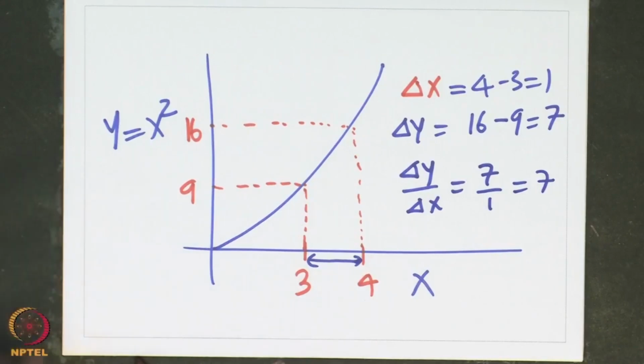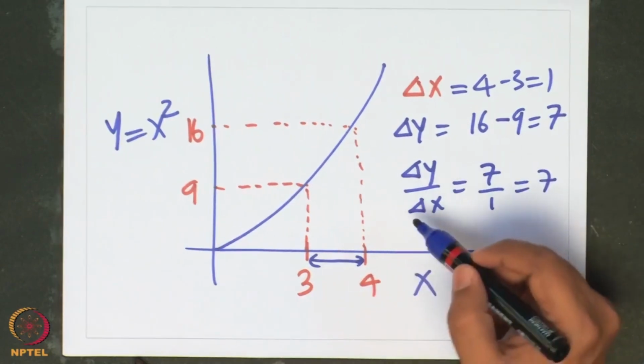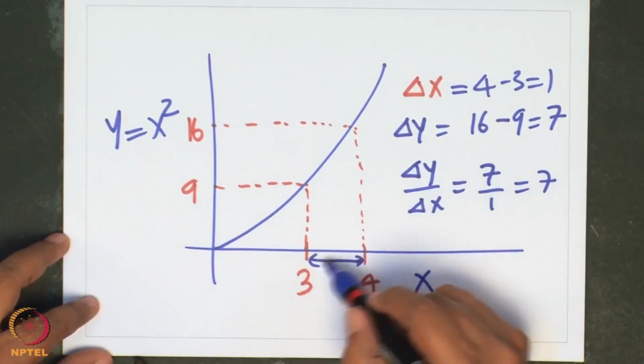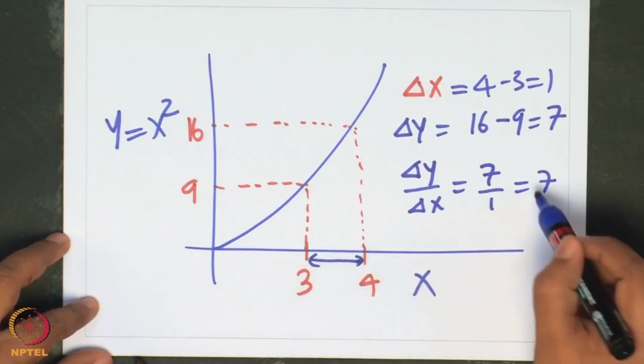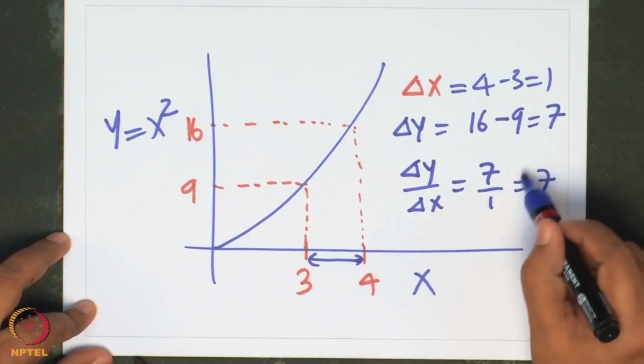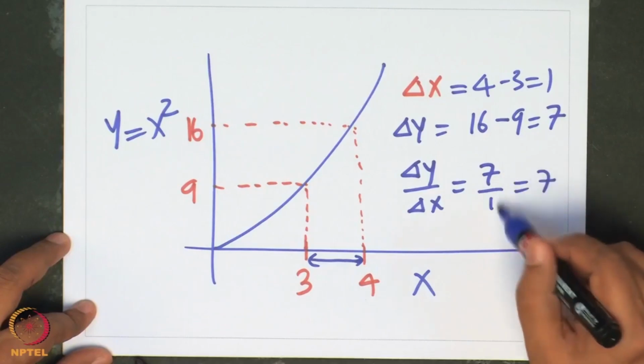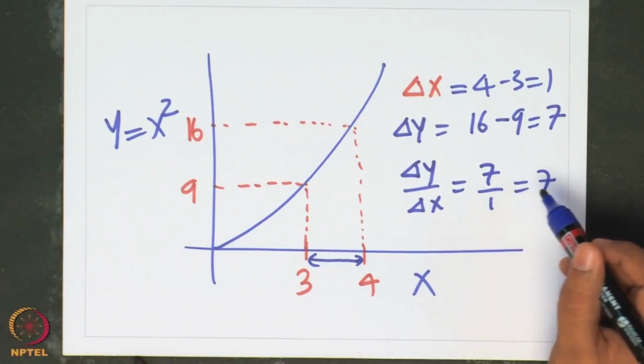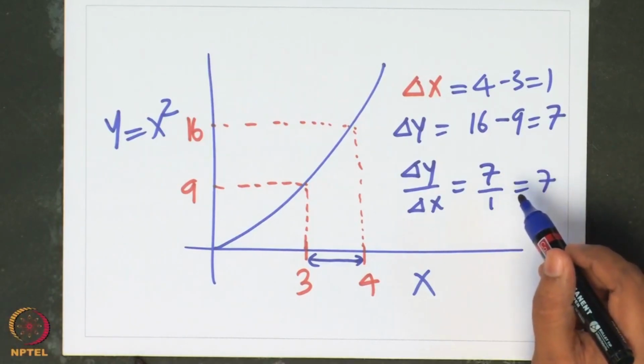We have delta y by delta x equal to 7 divided by 1, so the answer is 7. What we see is that depending on where we calculate, the answer changes. If we calculate between 3 and 4, we get the answer as 7. Previously we calculated between 2 and 3.